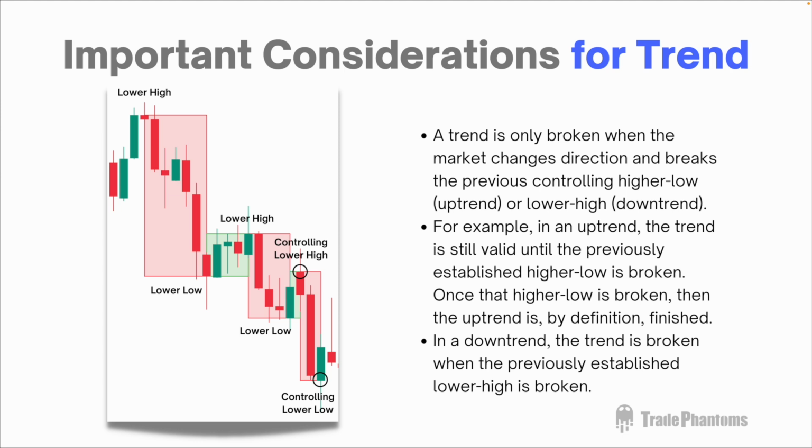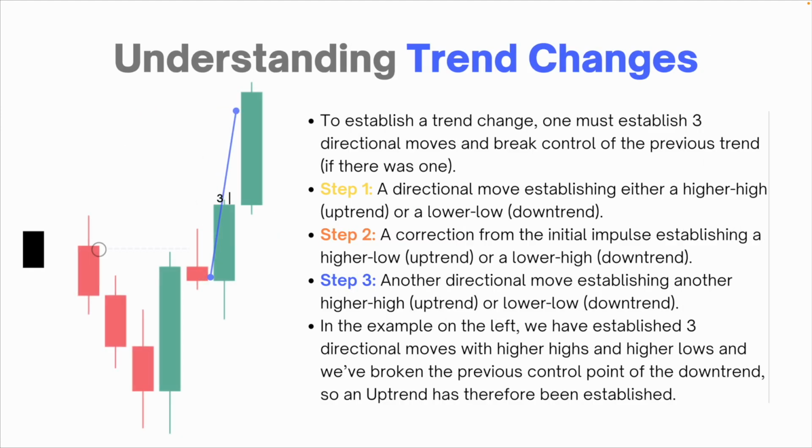Why is this important? Well, for you to establish a new trend, not only do you need to establish 3 directional segments, you also need to end any previous trend if there was one. So if you already had a trend established and you were correcting back from that trend, from the impulse on the trend, unless you manage to break past the control point of the trend, a new trend cannot be established. So let's look at what that looks like on a chart.